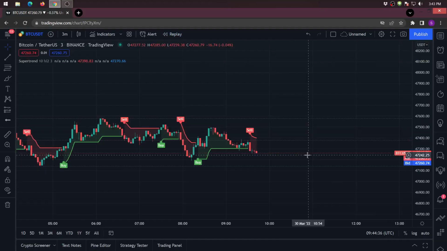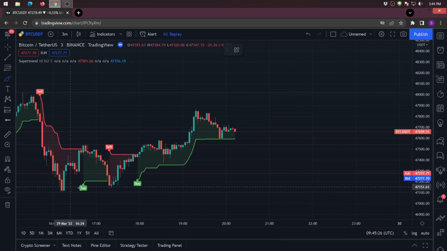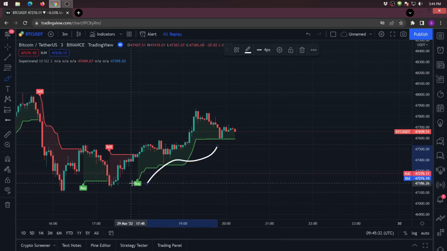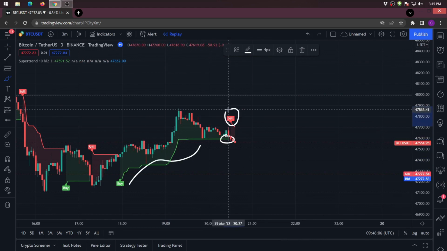So first, let's introduce how the Supertrend works. Supertrend is a trend following indicator like a moving average. You can see the price is now in an uptrend and the green line is the Supertrend uptrend line. When the price crosses the green line and it switches to a red line, that means the trend is changing and indicates a downtrend is beginning.